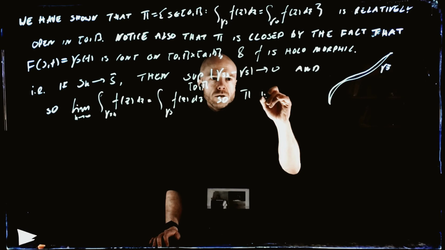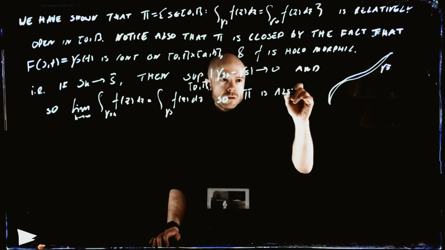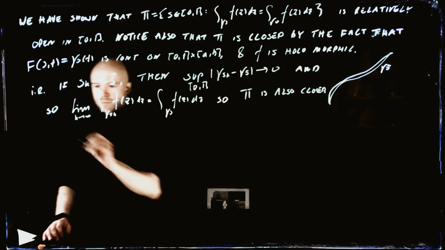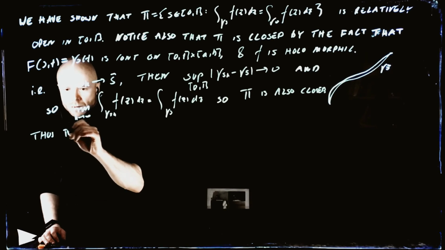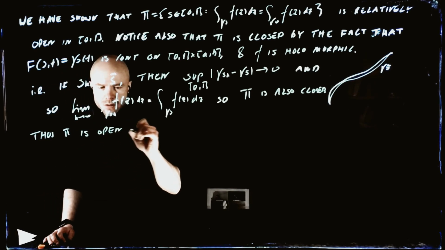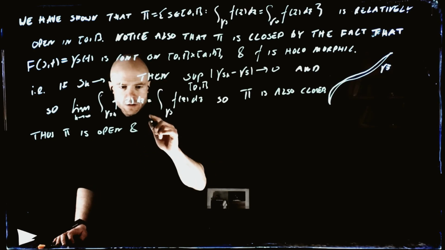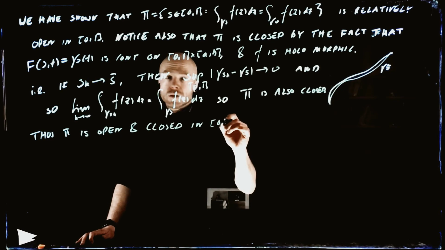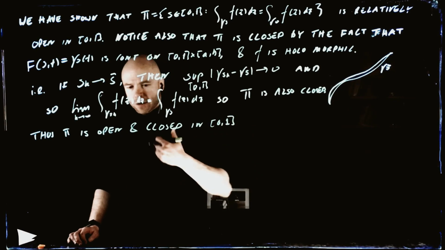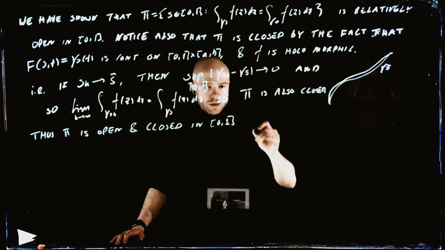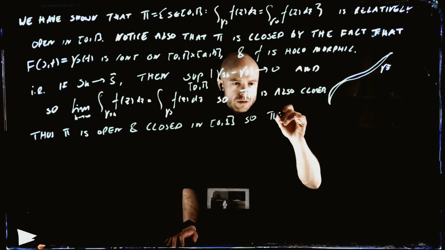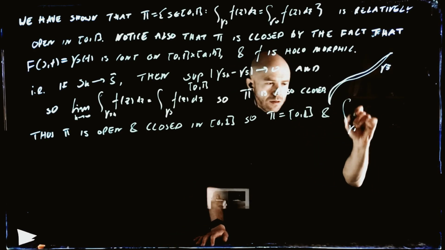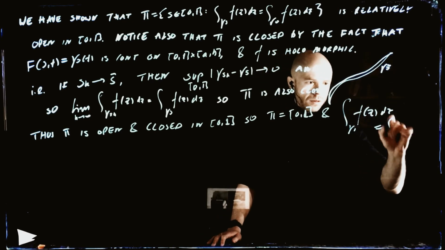So gamma tilde is also closed. Thus, pi is open and closed in [0, 1]. And if we have a set which is both open and closed inside a connected set, then it's the entire set. And it is indeed this thing.